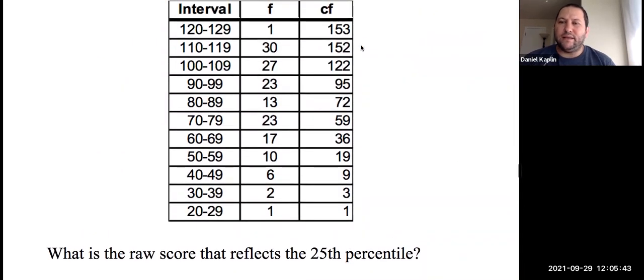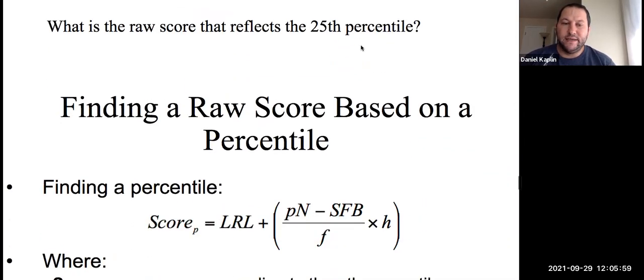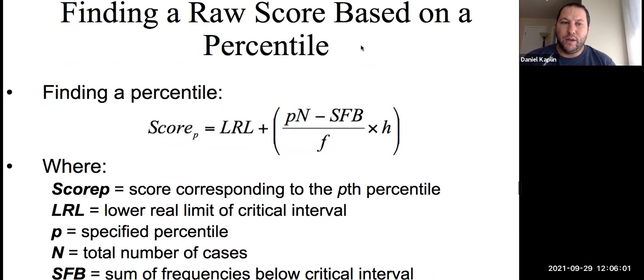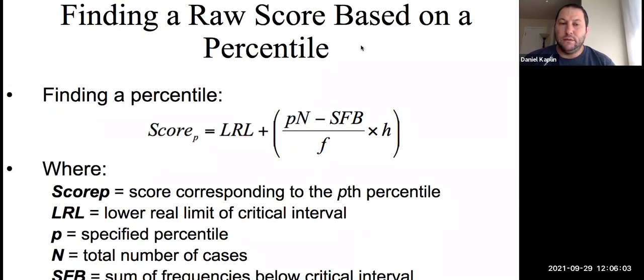What if we did it the other way around? Let's say I wanted to know what raw score reflected the 25th percentile. If I were going to do that, I have a whole different procedure to calculate this. So let's go through the formula.